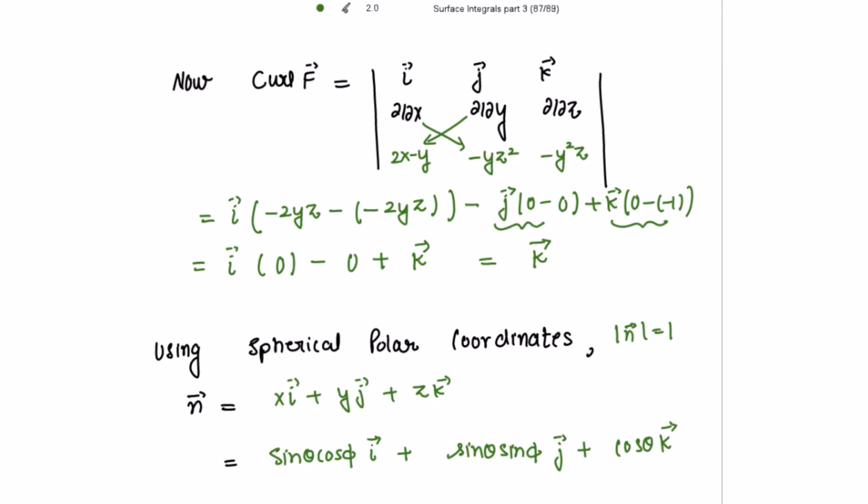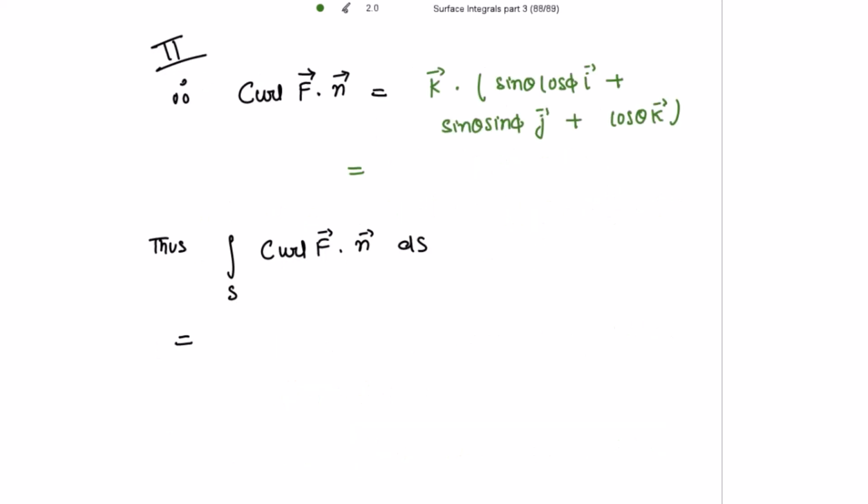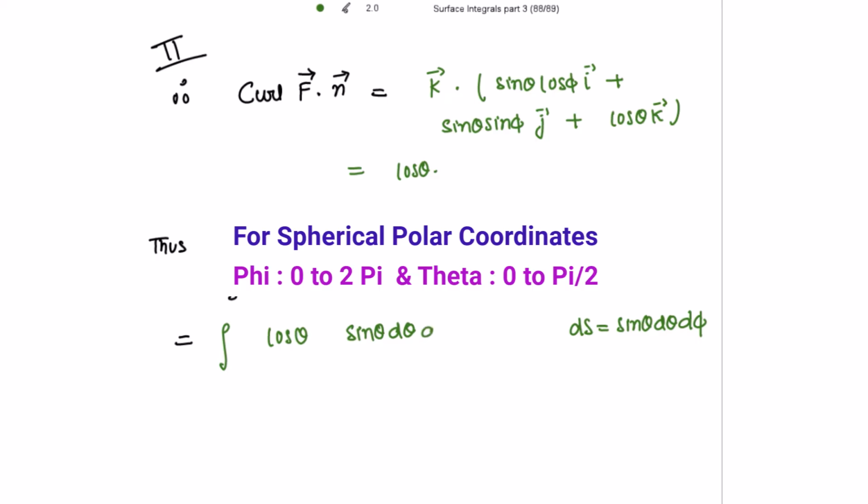Now taking the dot product of curl of f vector with n vector. The dot product of k with k is 1. So writing here cos theta. That's it. Okay. Now taking the surface integral for the dot product of these two. So this is the surface integral. What is their value? It is cos theta. Right? Because I need to change this to the spherical polar coordinates. So ds becomes sine theta d theta d phi. So writing here sine theta d theta d phi over the surface S.